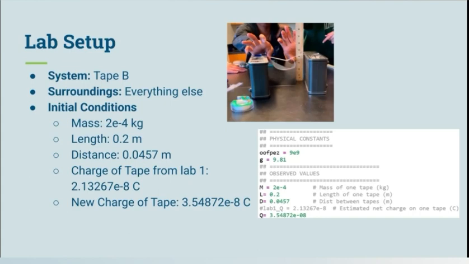Furthermore, the mass of one piece of tape was 2 to the power of -4 kilograms, the length of tape B was 0.2 meters, and the recorded distance between tape A and tape B while repulsed was 0.046 meters. In Lab 1, the magnitude of the charge of one piece of tape was 2.132 raised to a power of -8 coulombs. The new charge found was 3.54872 raised to a power of -8 coulombs.